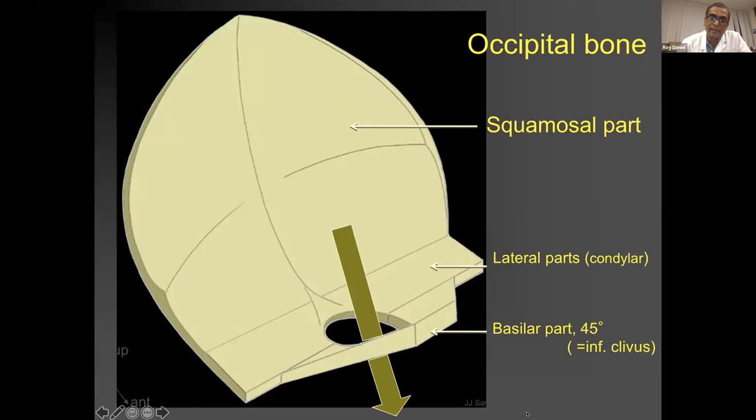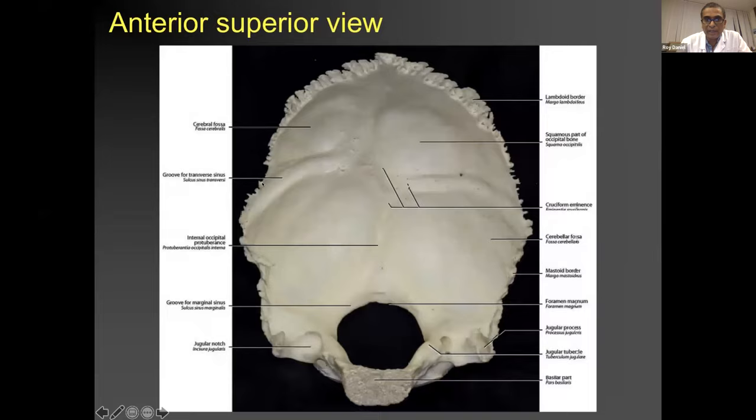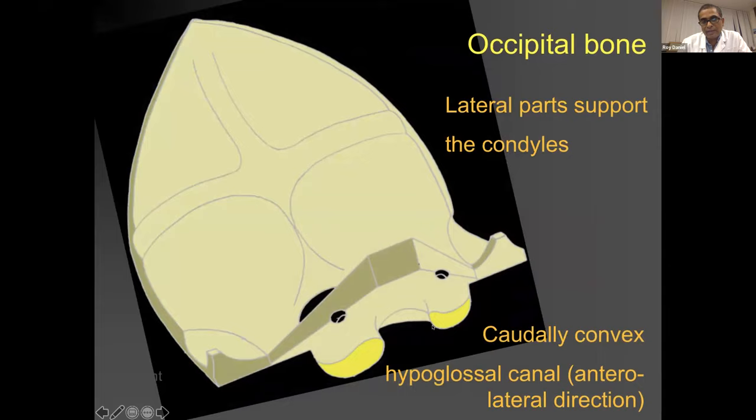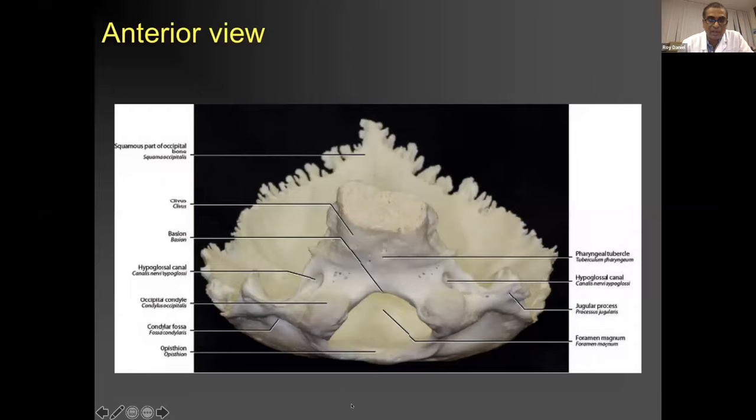Looking at it from inside, you have these impressions of the transverse sinuses. You have the jugular notch anteriorly, a little more anterior, and the basilar part right in front, and that encloses the foramen magnum. Now look at it from underneath: you have the C0, which is the occipital condyle, which is caudally convex, and it contains the important structure, which is the hypoglossal canal, which is a major part of this presentation. Now, if you look from the undersurface, you'll see the hypoglossal canal located very anteriorly here, the external part of it, and that is the foramen magnum that you see there.